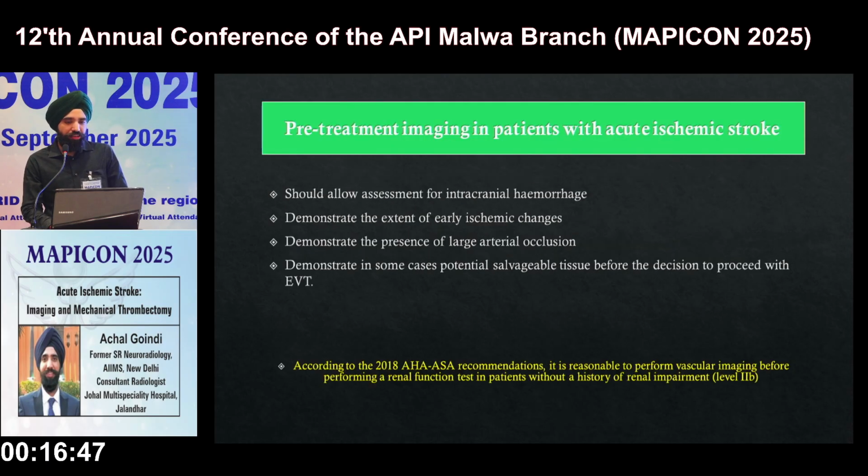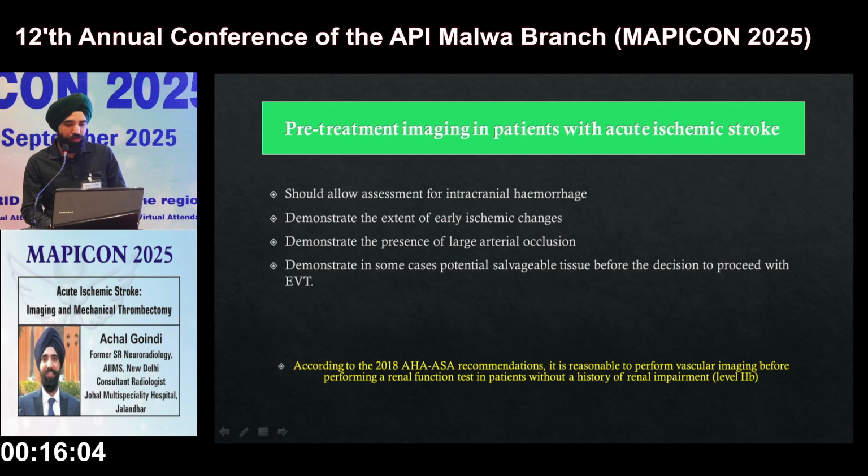Now, pre-treatment imaging in acute ischemic stroke: how will we establish a stroke? Why is imaging important? Because it allows us to assess for intracranial hemorrhage. A simple modality like a non-contrast CT will tell us whether it is an ischemic stroke or a hemorrhagic stroke. Then higher investigations like CT angiography, MRI and MR angiography can tell us exactly where the site of occlusion is. Studies like CT and MR perfusion can also tell us whether the tissue is salvageable, how much of the brain tissue undergoing infarction is salvageable, and whether the therapy will work or not.